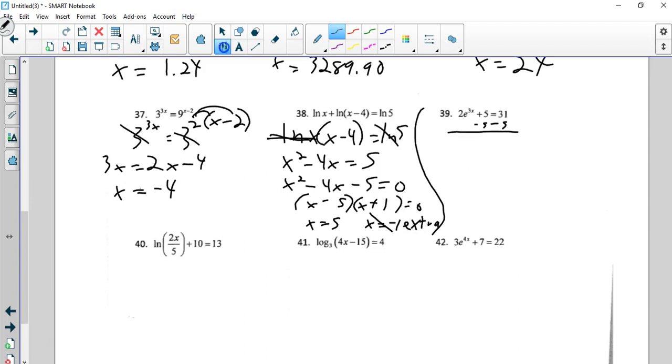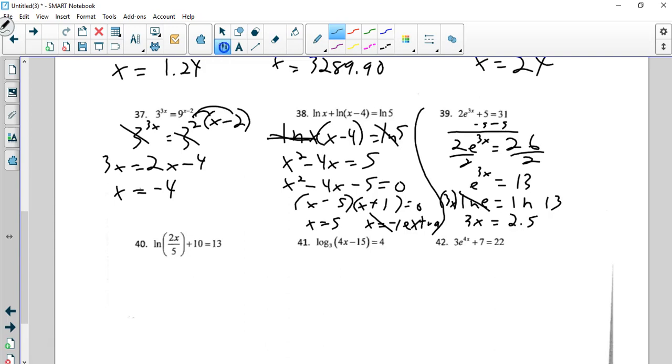39. First thing I need to do here is get rid of the 5. So that gives me 2e to the 3x equals 26. Now, get rid of the 2. e to the 3x equals 13. Now, I can ln both sides. And some people will move that right down there at the same time. That's fine. If you're getting more comfortable with it, that's okay. ln e is 1. So I end up with 3x equals, what's ln 13 as a decimal? 2.56. Divide by 3, and I get x equals 0.85.